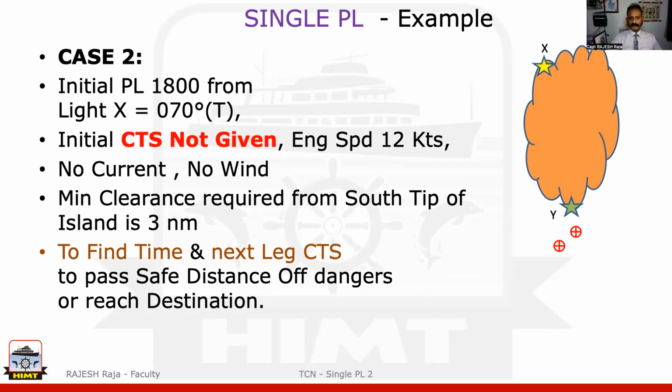We have already seen that this kind of question can come when your fixing tools are not reliable, your GPS or any other fixing tool. At the same time, the visibility has come down, so my radar fixing possibilities are also remote. During this time, I was already sailing. I was given one PL and I'm supposed to keep a safe distance from one more object and at the same time find a new course to sail for a destination or continuing the passage, or whatever the condition is.